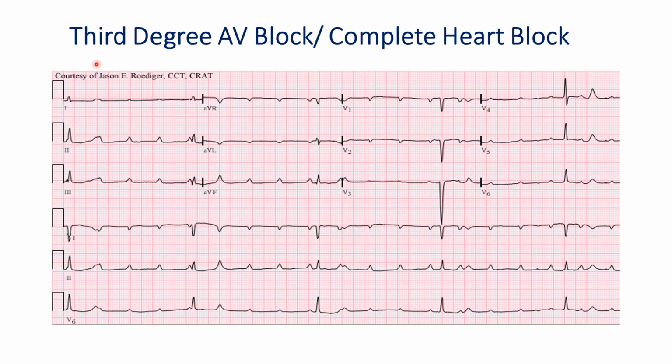What can you see in this ECG? There are P waves not followed by QRS complexes. Here you can see a separate atrial rhythm and a separate ventricular rhythm. The atrial rhythm is regular. It is nearly 120 beats per minute. And the ventricular rate is also regular. The rate is nearly 27 beats per minute. So this is a third degree heart block.